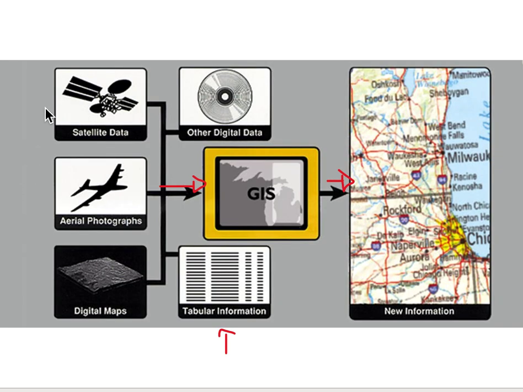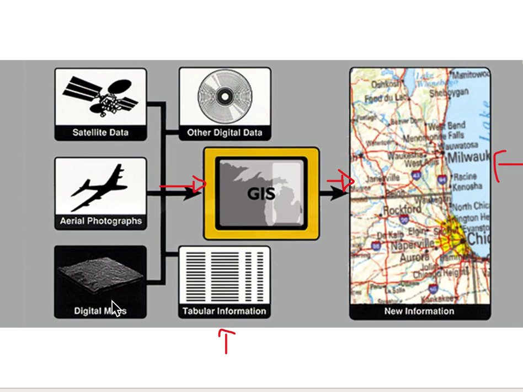So again, we're looking at various types of data such as satellite data, aerial photographs, and digital maps. And within these types of data, it is stored in hardware. And also, these types of data are stored in software such as GIS, and it's producing a final map like we see here.